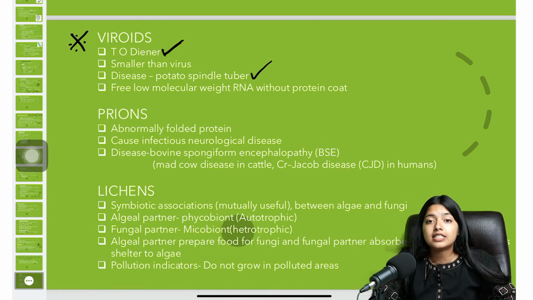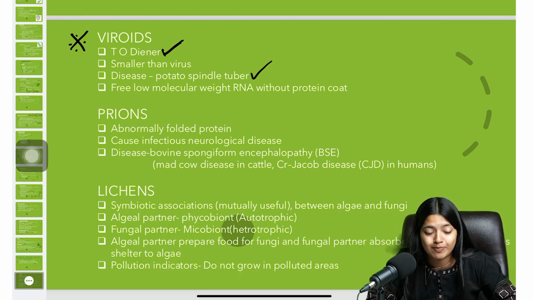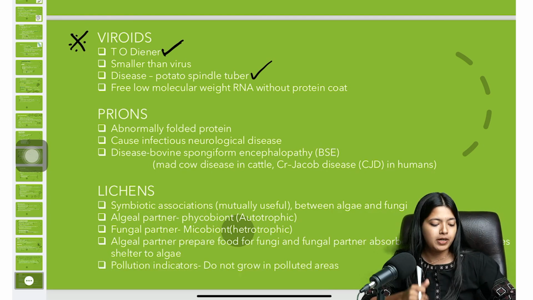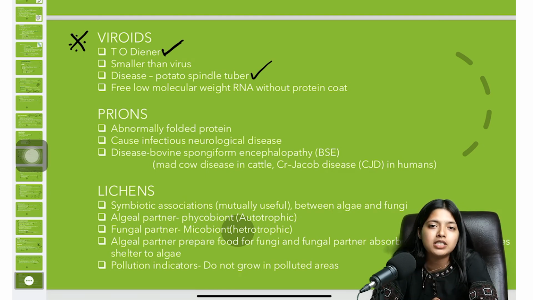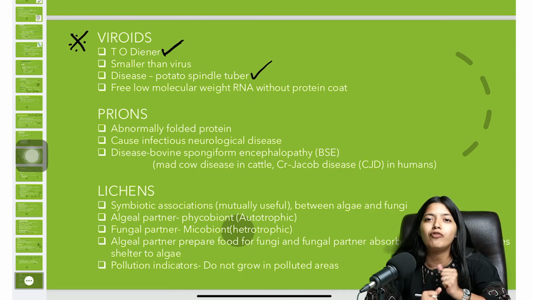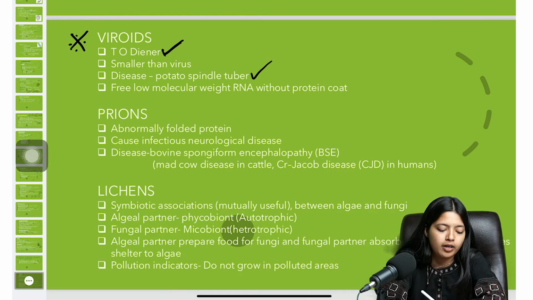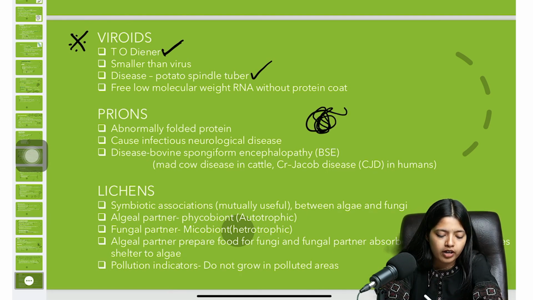Now, the next member is prions: abnormally folded protein. Here we have a protein. Viroids were just genetic material. Virus had protein and genetic material. Viroid had just genetic material. Now we have prions, which is just a protein, an abnormally folded protein.